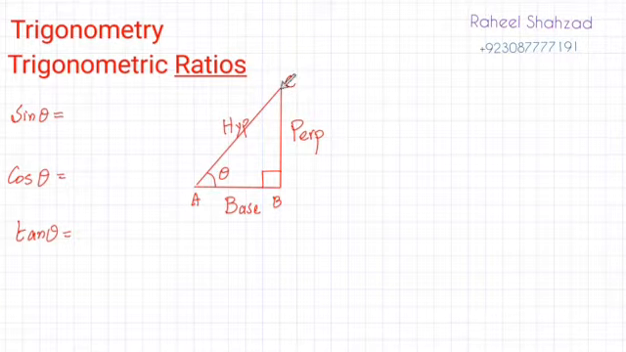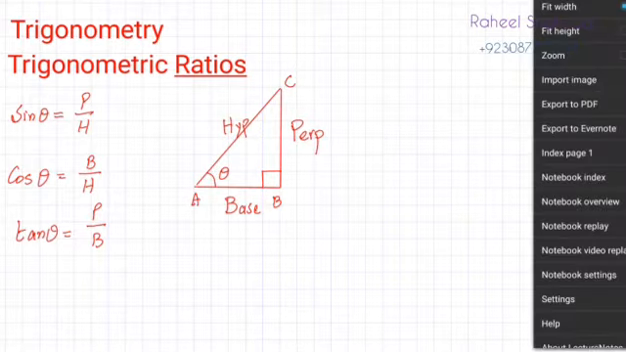When we have the ratio of perpendicular over hypotenuse, the name of this trigonometric ratio is sine. Similarly, the ratio of base over hypotenuse is known as cos of theta. And the third one, perpendicular over base, is known as tan of theta. So these are three ratios that will be used to find unknown sides and unknown angles of this triangle.